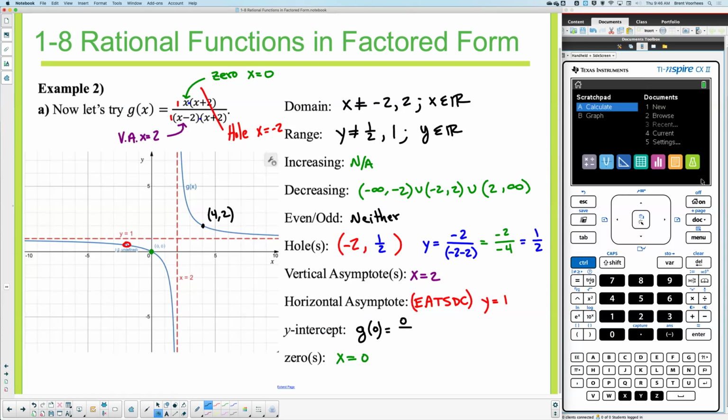And so you can do it with whatever's left over. So it becomes 0 over 0 minus 2. I'm plugging it into what's left over. If you plug that in, 0 divided by -2, what's 0 divided by -2 going to equal? 0. And that's why we have a y-intercept at 0.